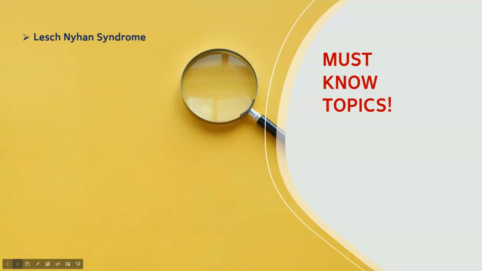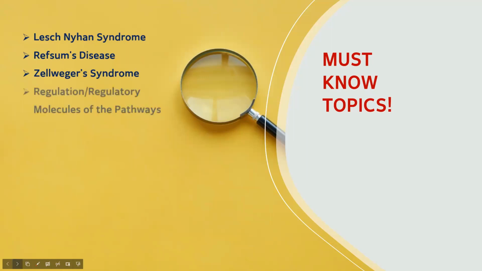Lesch-Nyhan syndrome, very important. Almost every alternate year we get the question on the Lesch-Nyhan syndrome. The Refsum disease and the Zellweger syndrome, part of the same spectrum of disorders. Almost always you'll get the question from this. Sometimes you might get both of them. Recently in the INI-CET, in the two sessions we had, in the first session Refsum's, and in the second session we had the question of the Zellweger's as well. So these are two other important clinical cases which are being asked in your exam.